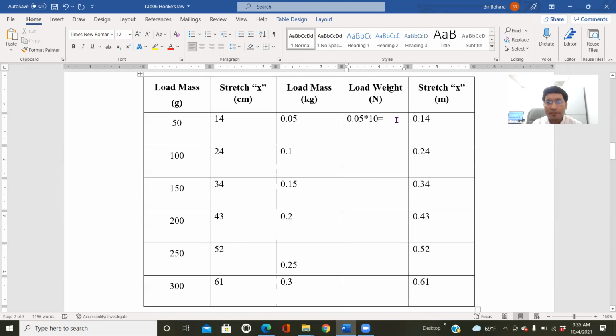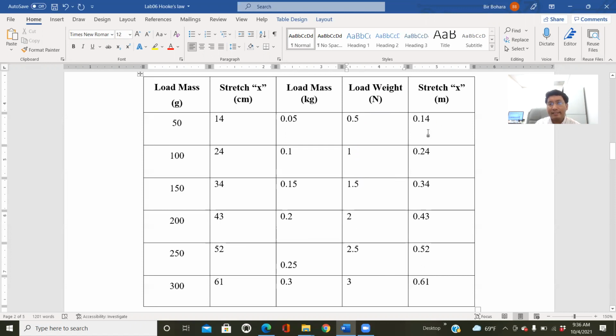Use 9.8. I'm just using 10 so that I can calculate in my head. So this number will be 0.5, right? And this number will be 1 multiplied by 10, right? This number will be 1.5. This number will be 2. This number will be 2.5 multiplied by 10. This number will be 3. Okay. So if you look at this data, we are increasing force from 0.5 to 1, 1.5 to 2.5 and 3 and so on.